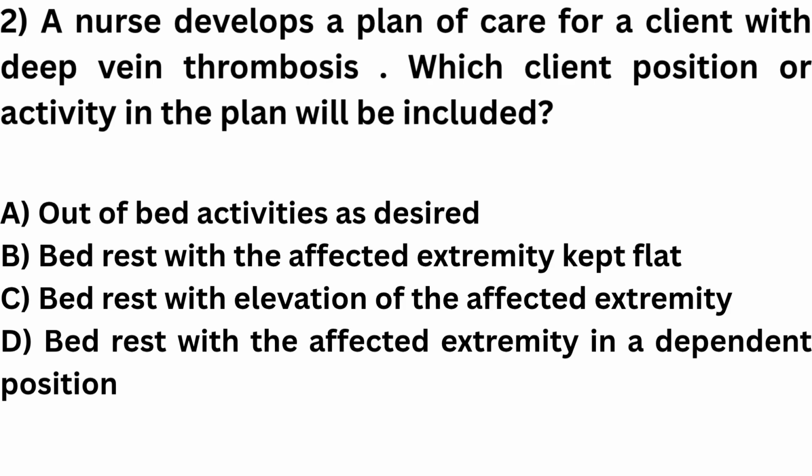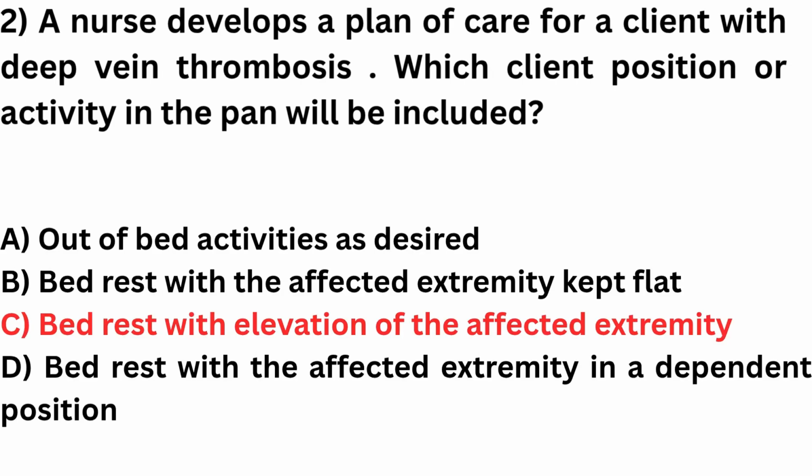2. A nurse develops a plan of care for a client with deep vein thrombosis. Which client position or activity in the plan will be included? A. Out of bed activities as desired. B. Bed rest with the affected extremity kept flat. C. Bed rest with elevation of the affected extremity. D. Bed rest with the affected extremity in a dependent position.